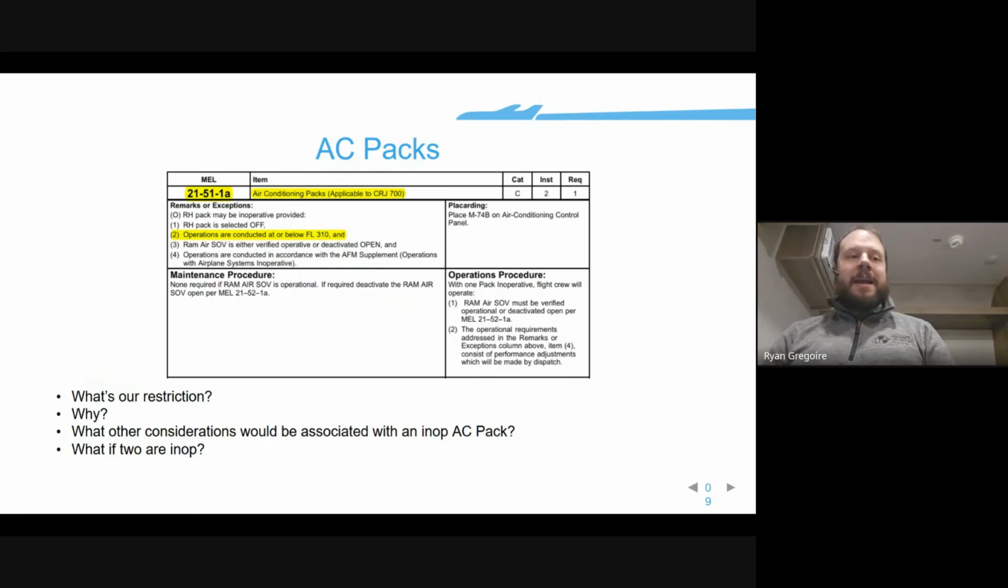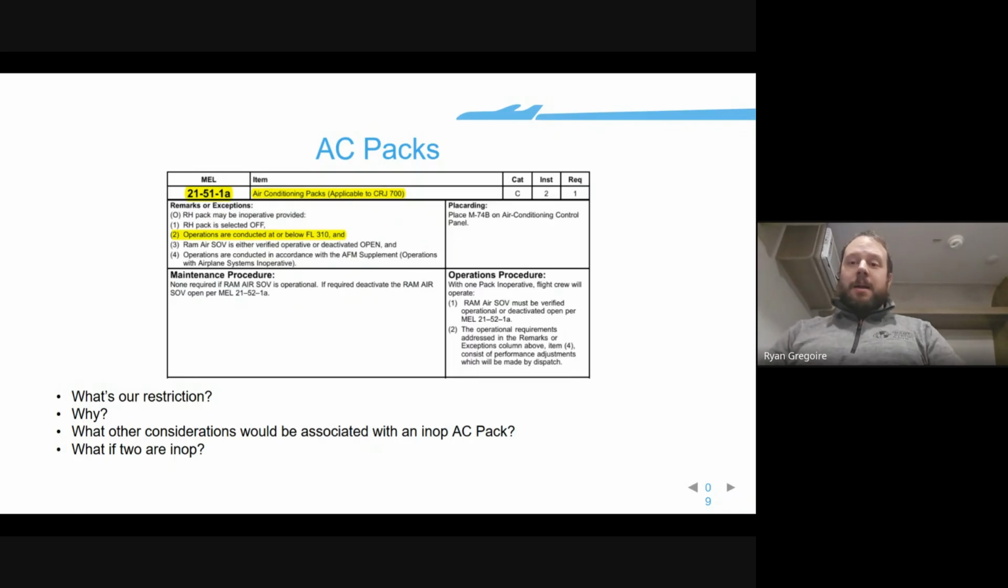I was once on a SkyWest operated CRJ 200 flying from Hayes, Kansas to Denver in August when it was 108 degrees outside with an AC pack inoperative. That was the most miserable 40 minutes of my life.